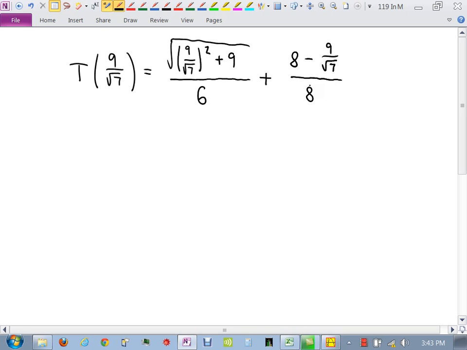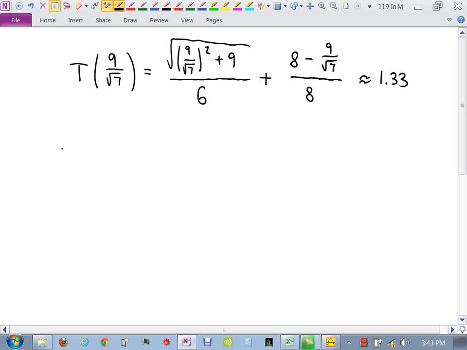I don't even want to touch that. I'm just going to say that this is approximately 1.33. You get on your calculator and you do it, and that's what you would get, okay? I'm not going to go through it. You understand you would have to do that on your calculator? All right.